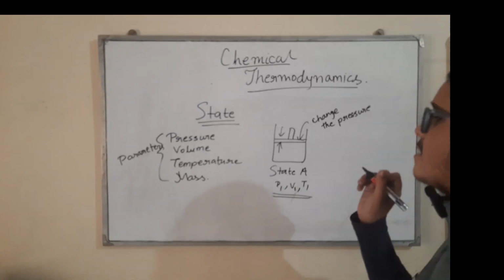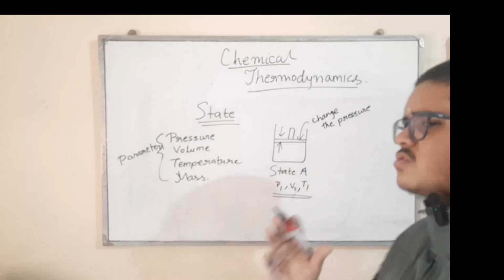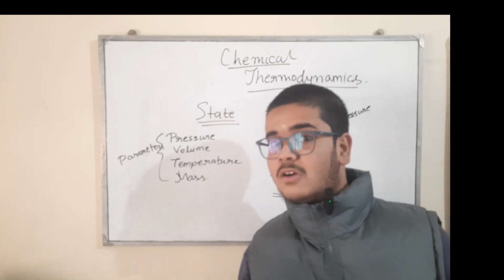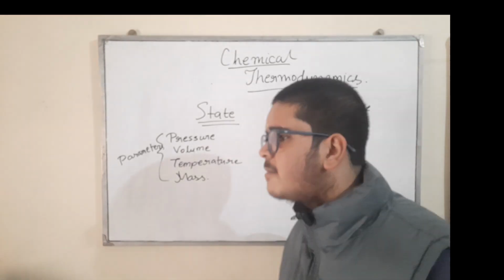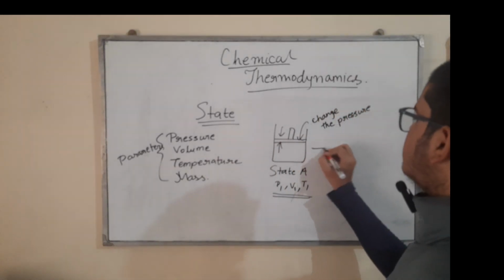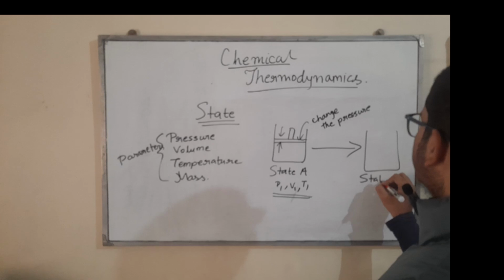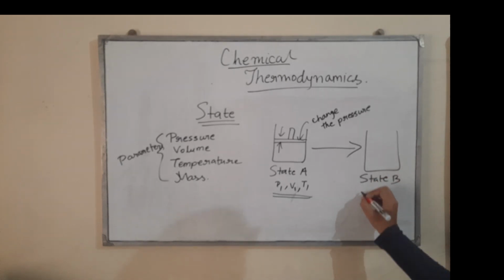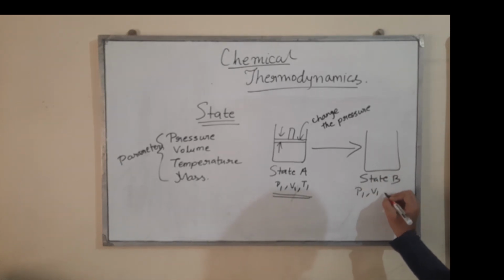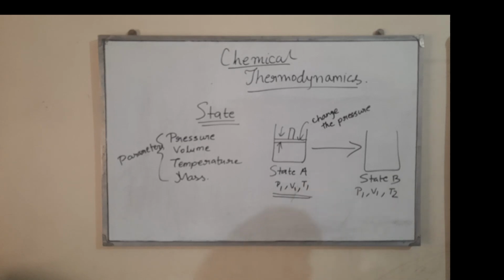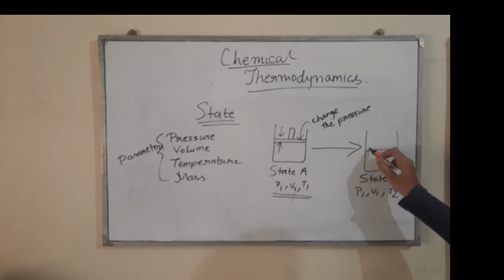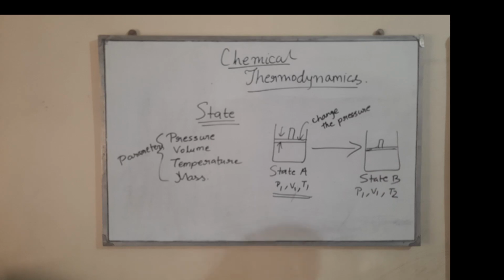If I change even one of these parameters, just one, not needed to change all, then this system shifts into a different state, state B say, where P1, V1, let's say change the temperature to T2. So this is a different state. Okay, I hope you understand the concept of state.